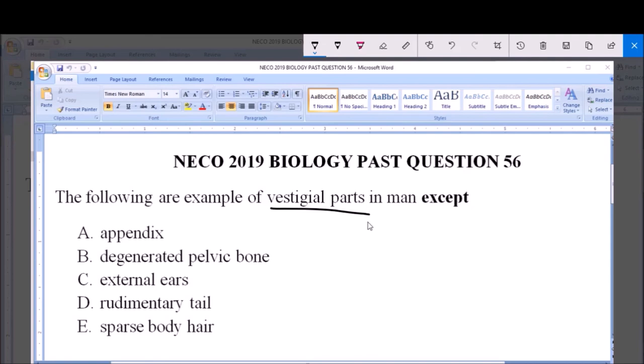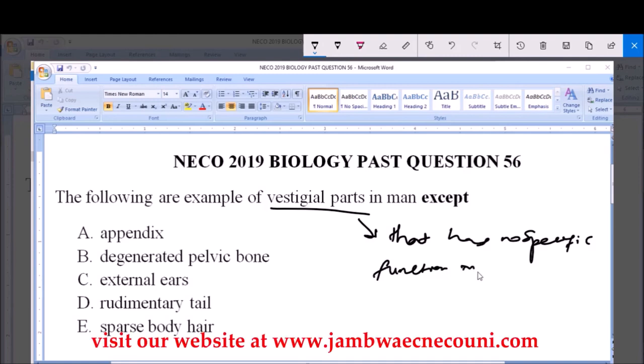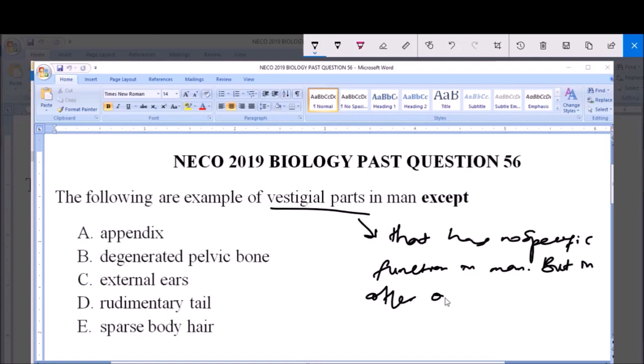Now, vestigial parts in man are simply body parts that have no specific function in man, but in other organisms, that's lower organisms, this particular part has a great importance.